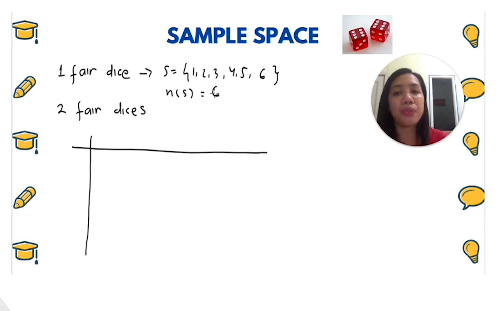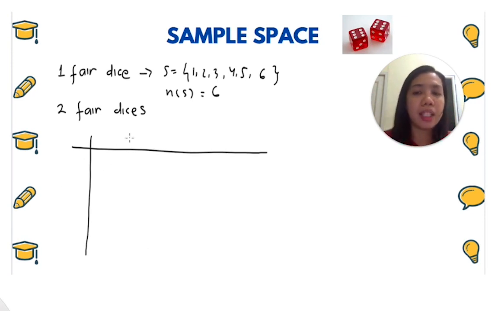Now let's move to 2 fair dice. If we throw them simultaneously, how many sample spaces will we get? We're gonna find all the possible outcomes of throwing 2 fair dice through a table with 2 sides. On this side, I'm gonna put all the possible outcomes of the first dice, and on the horizontal side, all the possible outcomes of the second dice.